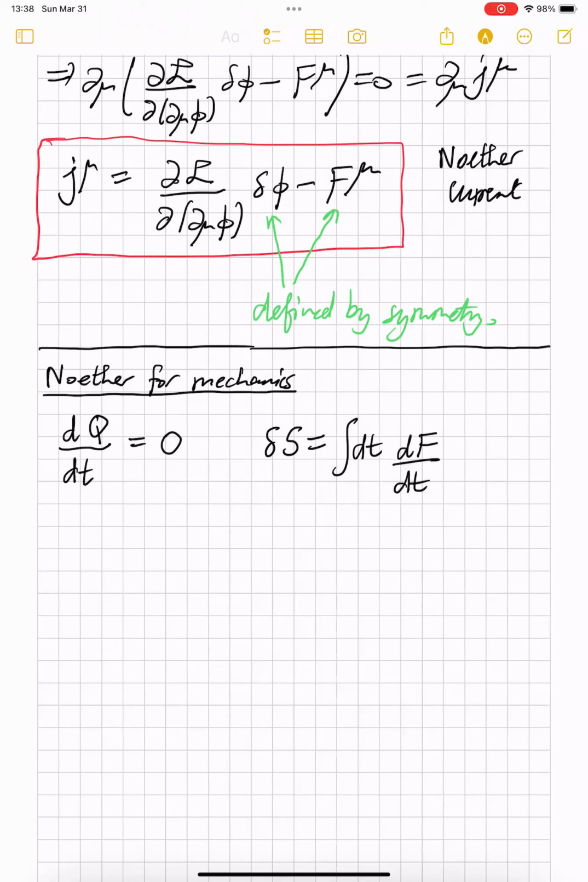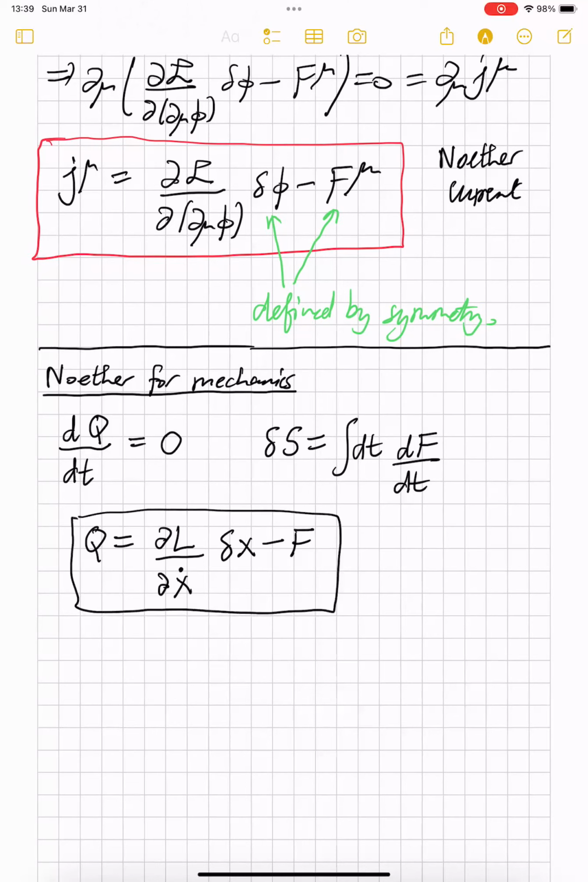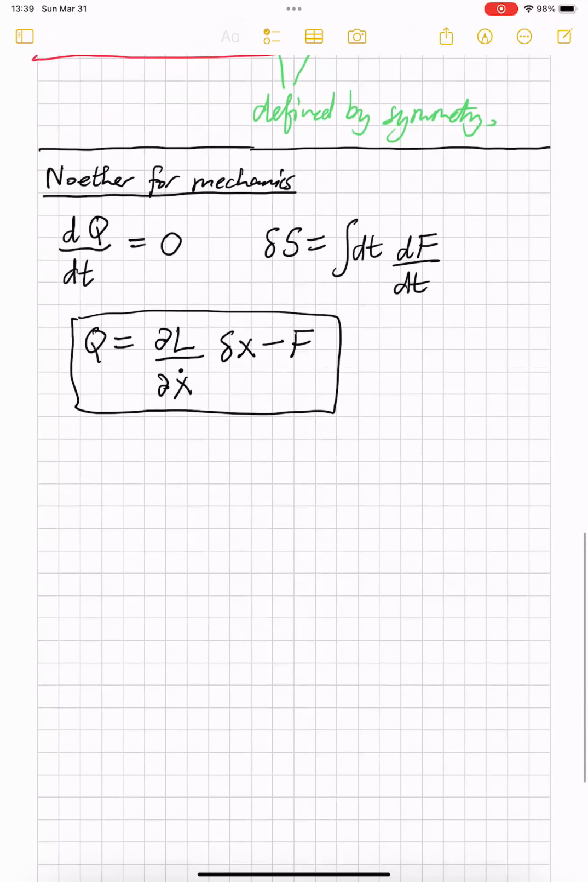If you go through and repeat the proof that we gave, if you do things correctly, you should learn that Q, the conserved Noether charge now, should be something like dL/dẋ times delta x, because the field is now replaced by the coordinate of a particle, and delta x would be the change of the coordinate under the symmetry transformation, minus F. So this would be the Noether charge. Try to prove Noether's theorem for mechanics. If you can get this result, it's very good evidence that you really have understood what's going on.